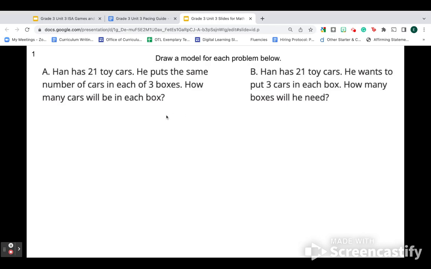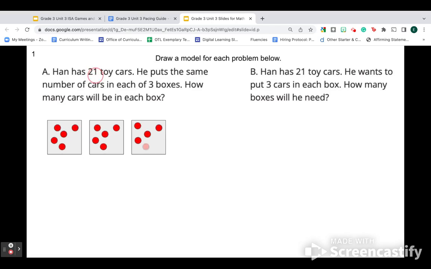When I think about the one on the left, if I were to solve that, I would think, okay, I need these 3 boxes. I would count out 21 toy cars, and then I would deal them out almost like cards. And I see, all right, my 21 toy cars have been separated into 3 groups. There are 7 cars in each box. I would solve it out by dealing.